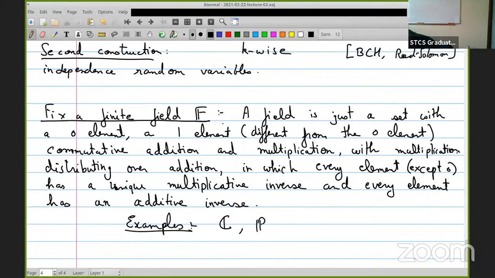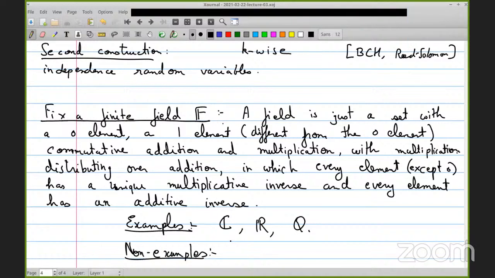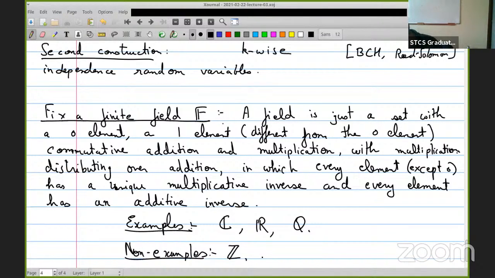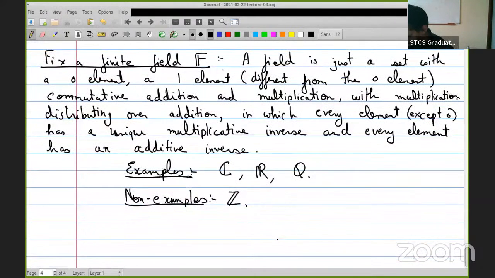Okay. So examples are complex numbers, real numbers, rational numbers. Non-examples, I think, are more useful. So what are some non-examples? Maybe one of the people who did not raise hands. Ishant, maybe? Integers. Integers, yeah. Or matrices, because they won't be commutative.